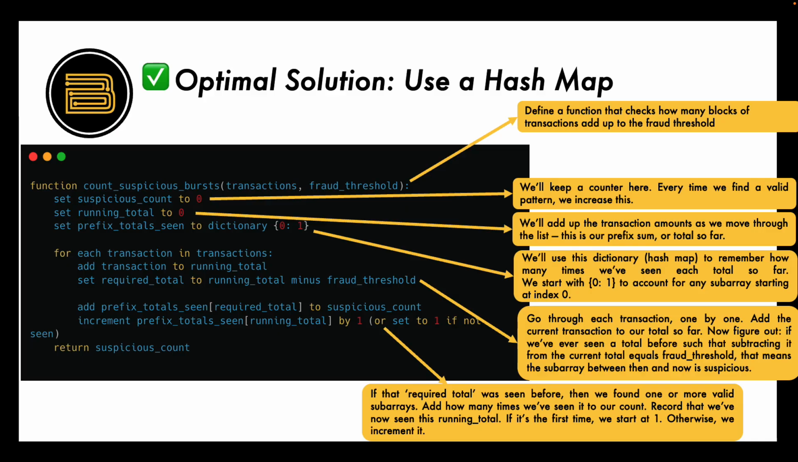If that required total was seen before, then we found one or more valid subarrays. We add how many times we've seen it to our count, and we record that we've seen this running total. If this is the first time, we start at 0, otherwise we increment it. And ultimately, we return the total number of suspicious subarrays found. This is our final result. So let's go ahead and look at the Python code.